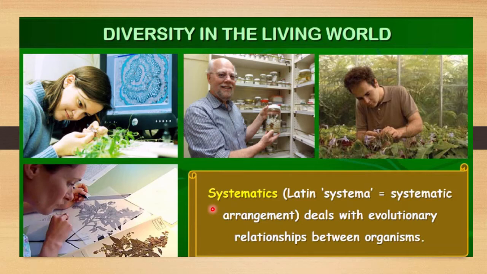Okay, so what is systematics? Systematics comes from the word systema, a Latin word that means a systematic arrangement. It deals with the evolutionary relationship between organisms. Specifically, this science of biology deals with the evolutionary relationship between organisms.